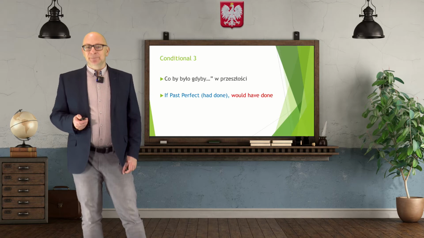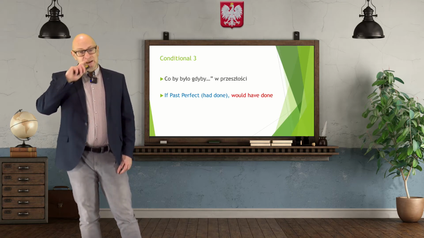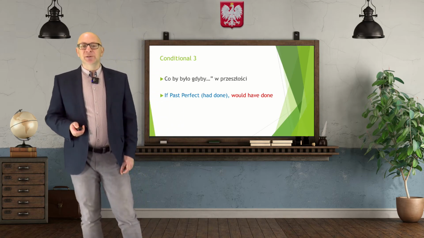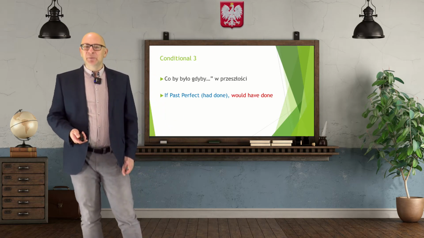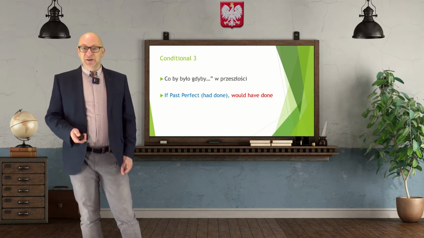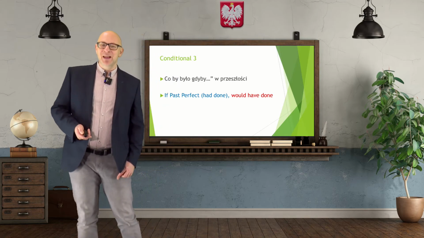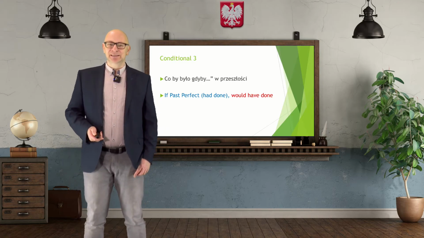I teraz, jakich się form używa w tym conditional? Well, all right, so let's speak English. After if, we use past perfect tense. So it's the tense which consists of had as an auxiliary verb and past participle, so the so-called third form of the third irregular form of the verb. So, for example, done. Yes.